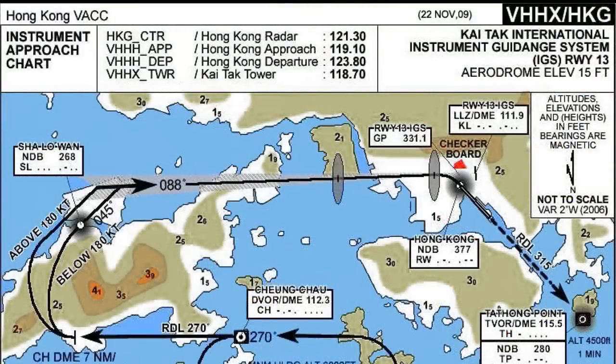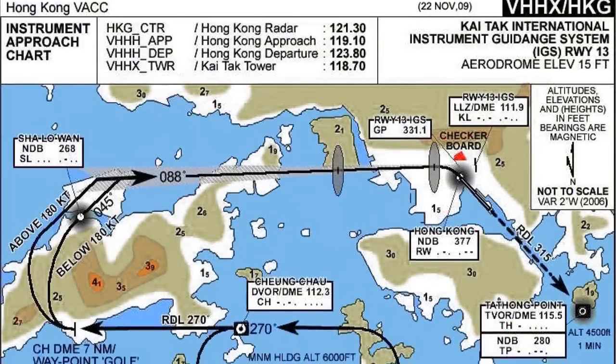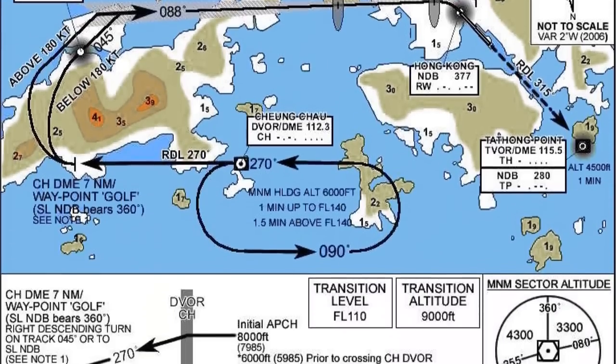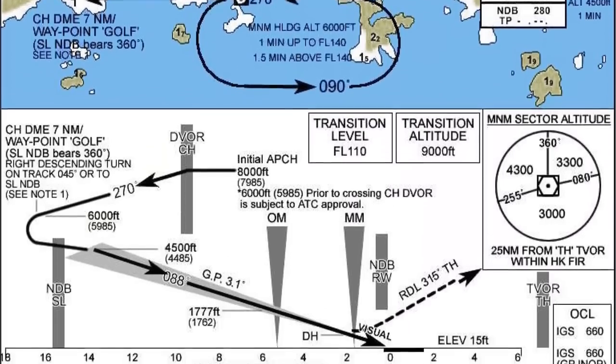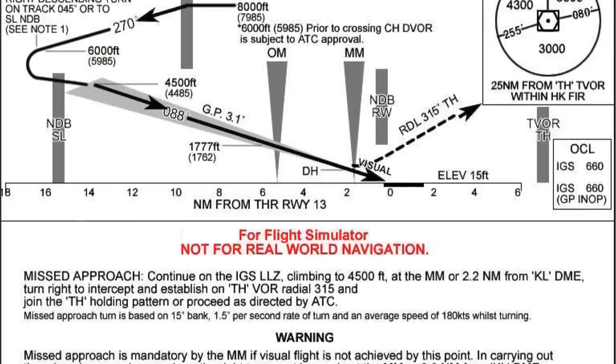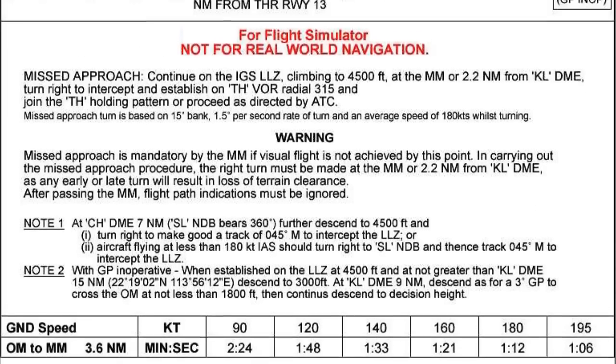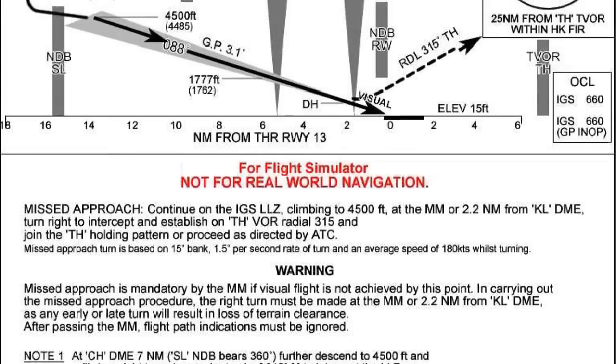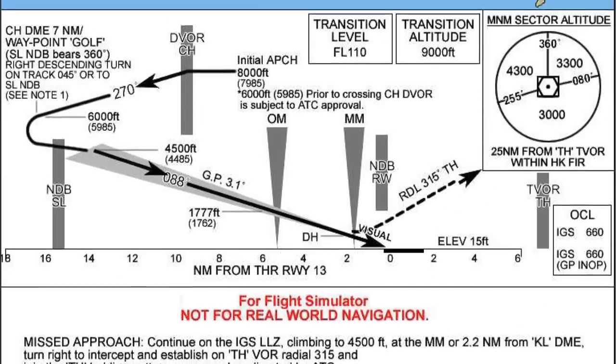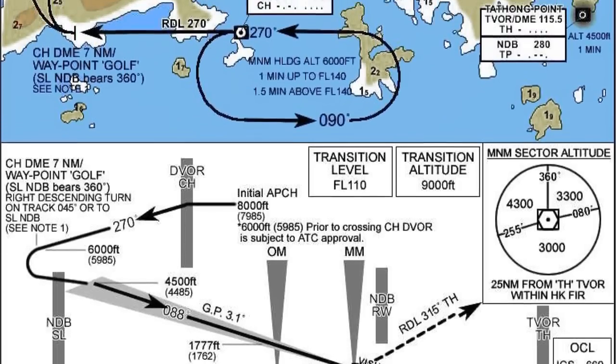Today we're going to do the Kai Tak IGS Runway 13 approach. The instrument guidance system is very similar to the ILS approach. It has a localizer and a glide slope, and the approach will bring you to a point where the pilot eventually will switch to visual, but the pilot will also have to maneuver the airplane into position to land. And of course that maneuver at Kai Tak is that last famous turn.